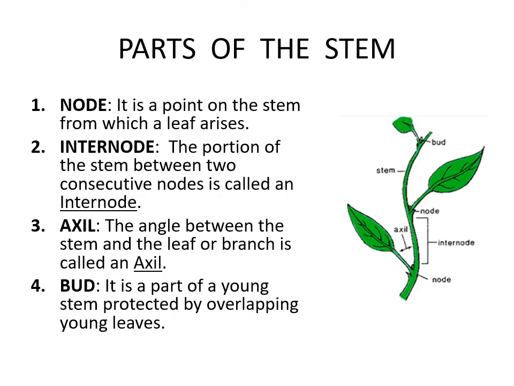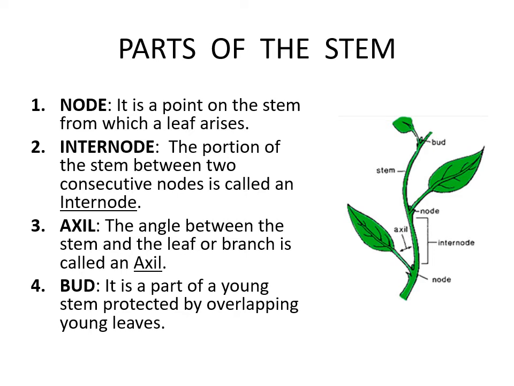Now let us look at the parts of the stem. The node is a point on the stem from which a leaf arises or comes out. Have a look at the node in this diagram, children. The internode is the portion of the stem between two consecutive nodes. That is, if there are two nodes, one after the other, the space in between is called the internode.